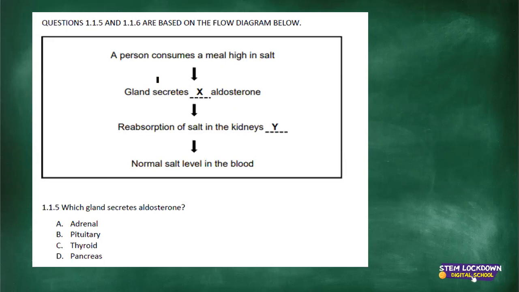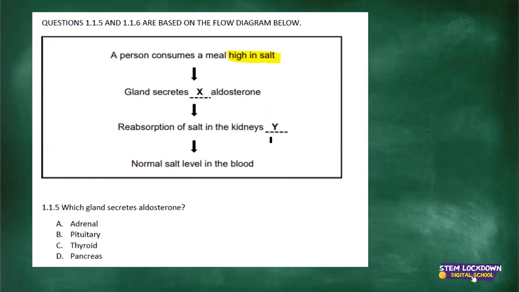salt concentrations in the body to high salt when you eat what? When you eat a meal that is high in salt. So the salt concentration is increasing here. And then which gland secretes this part, the aldosterone? Then there's the reabsorption of the salt in the kidneys by what over here to bring back the salt levels to normal.